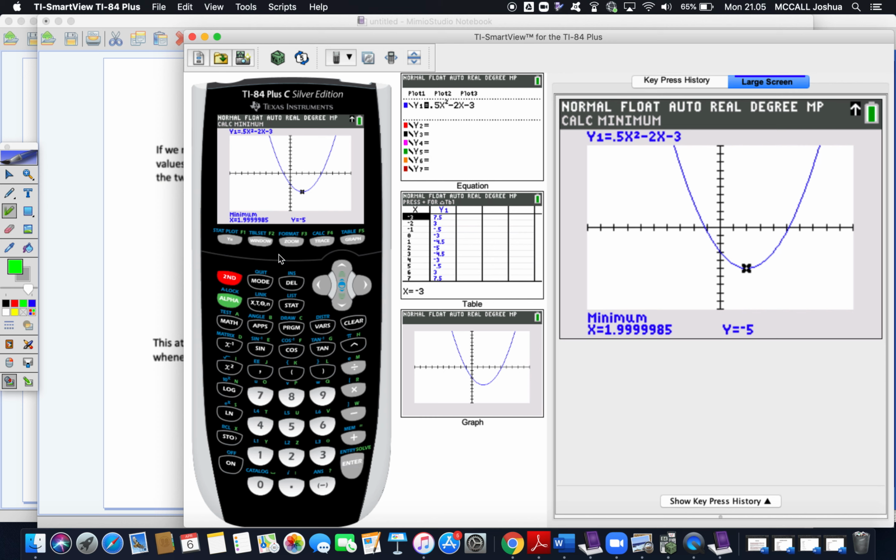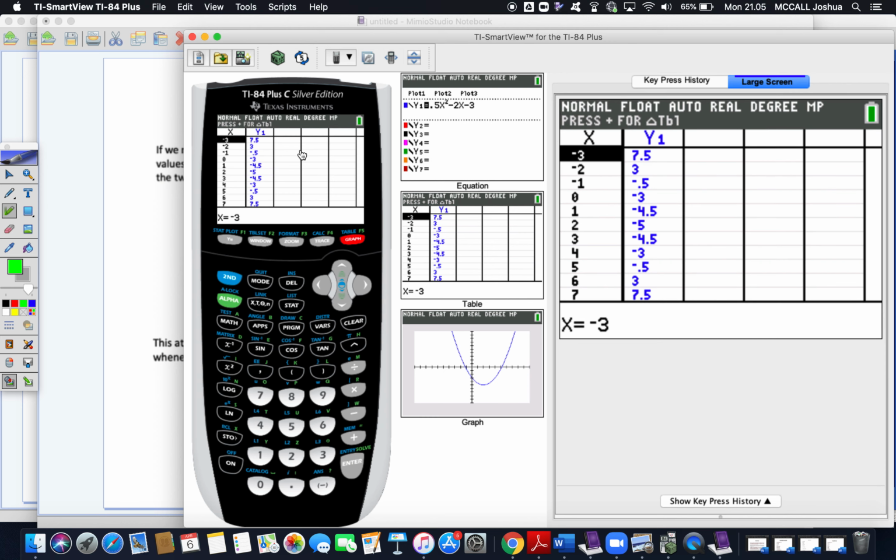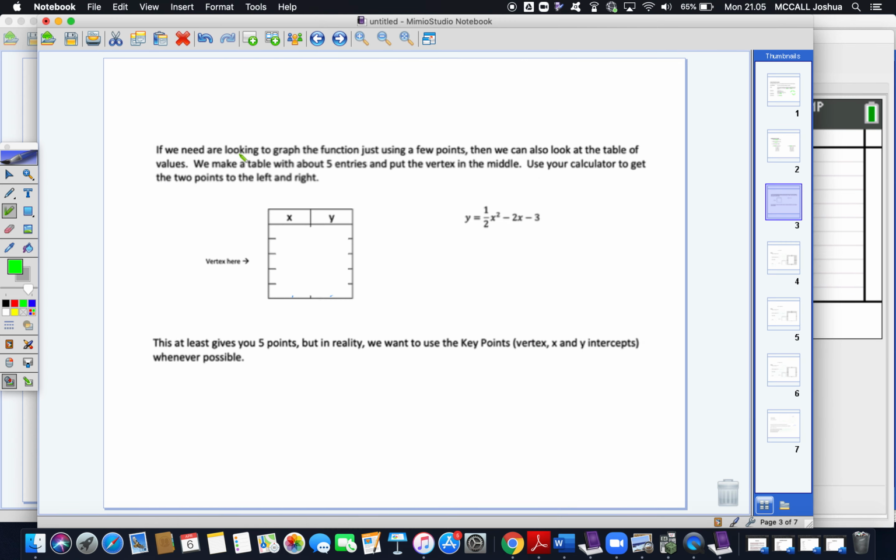So then I'm going to go look in my table, and I see here's my vertex here at 2, negative 5. And so I'm just going to pick the two numbers above that, 3 and 4, and the numbers below that are 1 and 0, and then just plug those numbers into my table. So over here we just write down the values in the table, and we can take those points, put them on our graph, and start to get the shape of our graph. We're also going to want to use the key points, right? Making sure we get the vertex, we want the x-intercepts and the y-intercepts if it's possible.